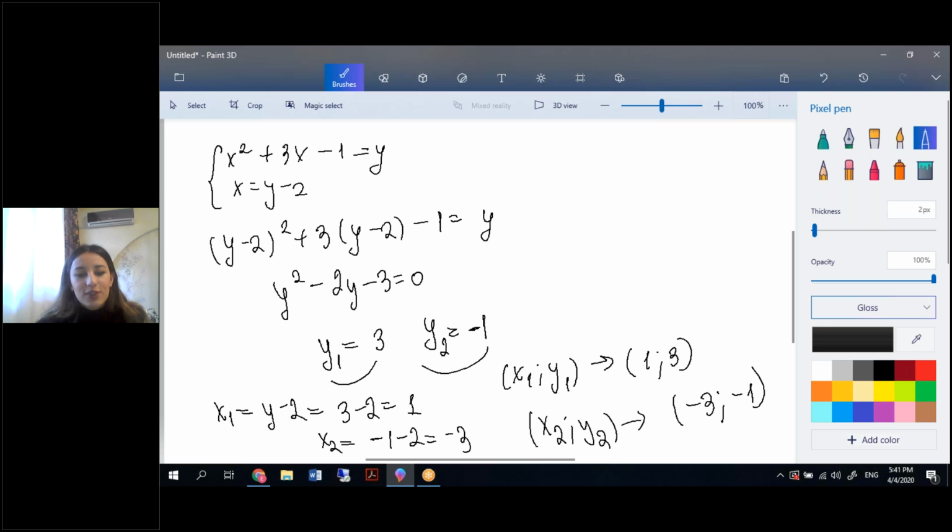So this was the solution to this quadratic equation, and that was all related to this topic.